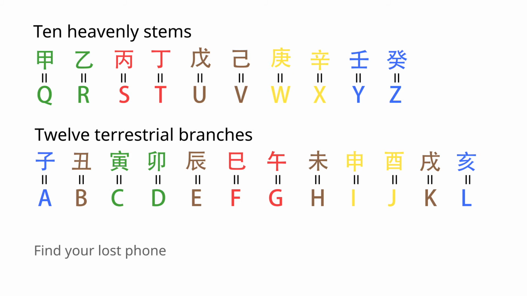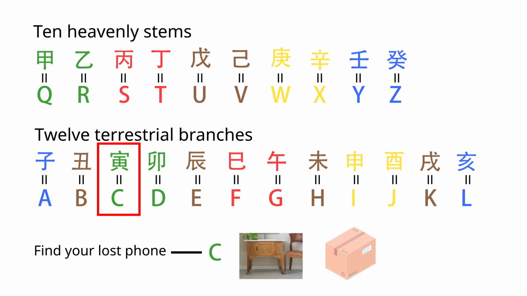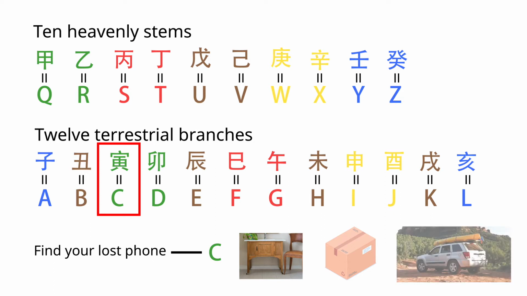For example, when you were looking for a lost phone, you got C, which we defined as yin. The Chinese character yin represents cabinets, boxes, wooden products, and cars. So we can conclude that your phone may be in the cabinet or in the car. With these tips, you can record your actual experience and combine these tips so that you can finally figure out exactly where you lost your phone.